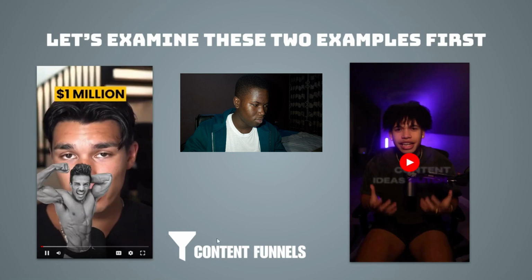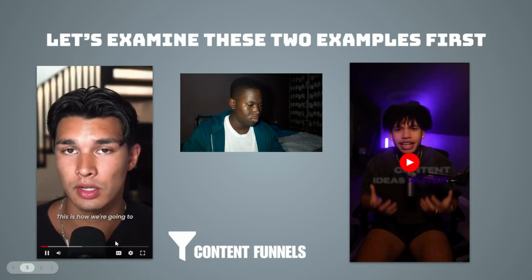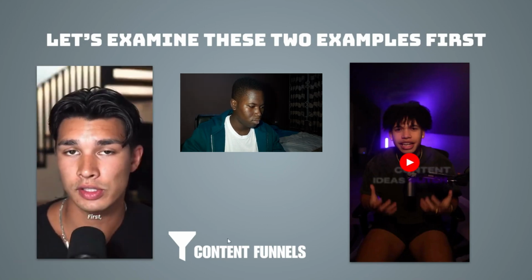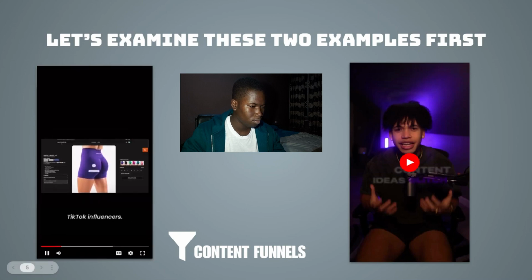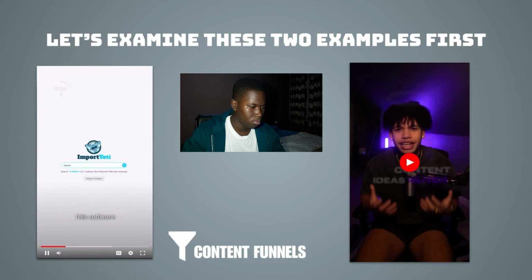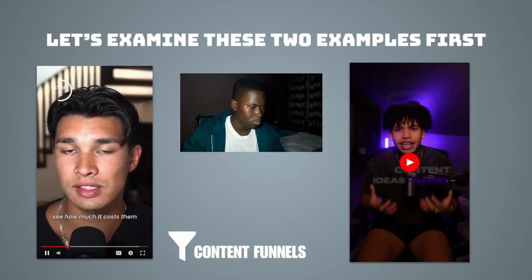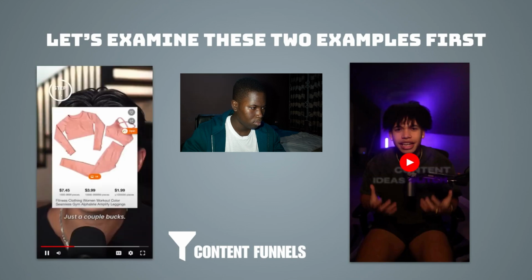This guy makes $1 million a month just from one of his companies. This is how we're going to steal it together. First, this company is called Alphalete, an athletic wear company that blew up through fitness TikTok influencers. Step 1, go to Import Yeti. This company will show you their exact supplier. Next, let's see how much it costs them per item. Damn, just a couple bucks.